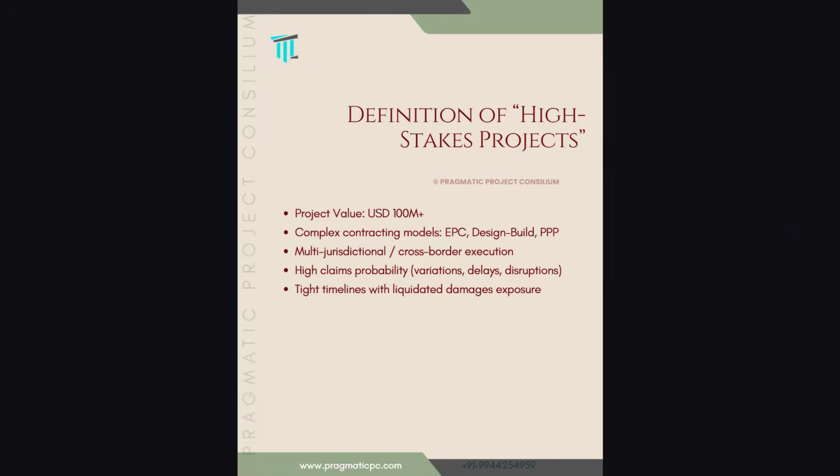So, the definition of a high stake project. What is a high stake project? A project value of more than 100 million. It can also have complex contract models, even though it's below 100 million. If it has a very complex contracting model structure, then it is a high stake project. It might be EPC, design build or PPP, multi-jurisdictional cross-border execution, with high claim probabilities.